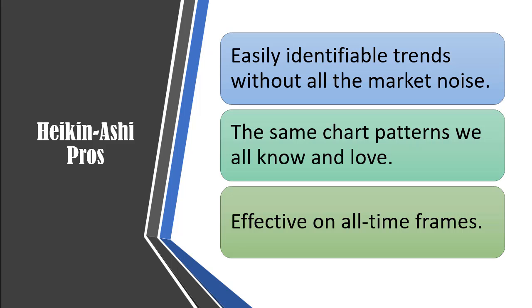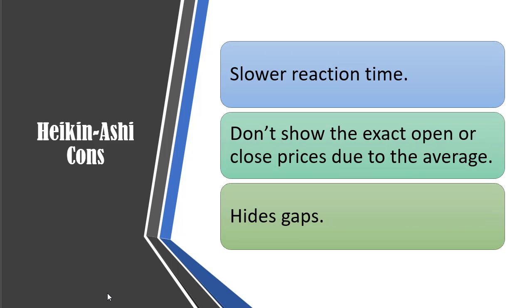They are effective on all time frames. However, you do have to be a little bit careful with how you trade them, because one of the major cons is they completely hide gaps. You can't see a gap in a Heikin Ashi candle. They hide it completely. So you have to consider that when you put together some kind of a plan or how you might want to use a Heikin Ashi chart to help you with your trading.